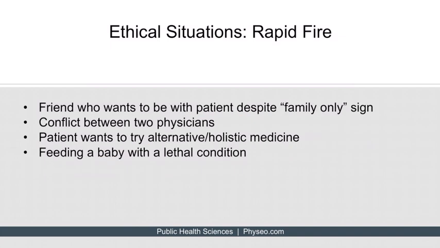The next scenario involves a friend who wants to be with a patient despite a family-only sign barring their entry. In this case, it's important to ask the patient for permission to allow the friend in, whereupon it is acceptable to make an exception for close friends. For the next scenario, conflict between two physicians generally should be resolved with direct communication between the two parties. If a resolution cannot be achieved with a direct dialogue, then hospital supervisors should be involved. If there is one physician who is doing something unethical, this is a different matter and should be addressed in a way that we'll discuss later in this lecture.